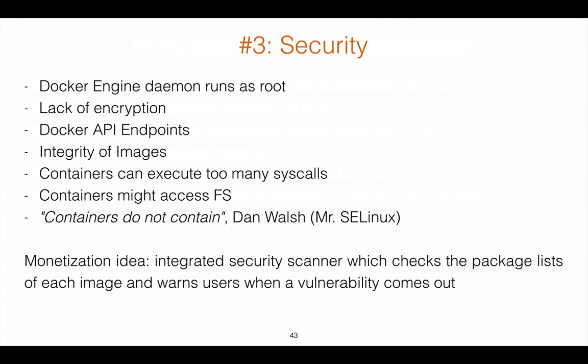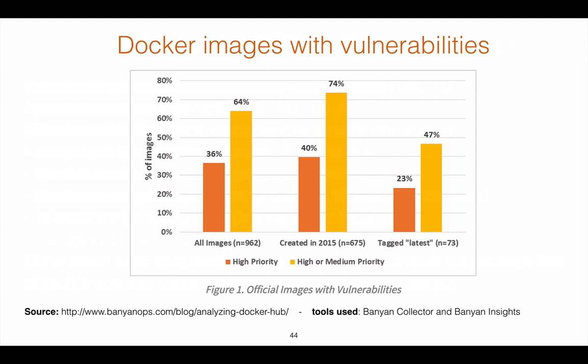There's actually an interesting idea to monetize Docker. If you create an integrated security scanner that checks the package lists of each image and warns users when a vulnerability comes out, that will make images way more secure than what they are now. In fact, this is a diagram, and the source is below, that shows you that a lot of Docker images have known vulnerabilities, and we go to the 36 to 40% of those that have high priority vulnerabilities. Those are things that usually you need to fix within a day or two. So in general, the state of security in Docker is still pretty disappointing.